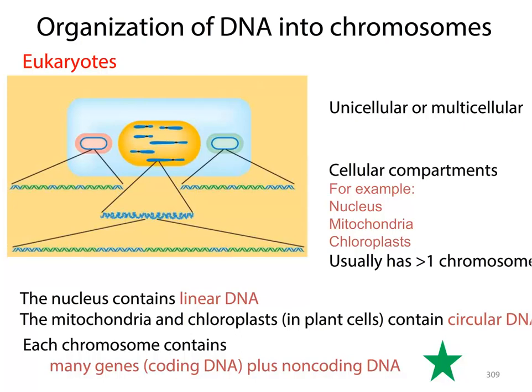The nucleus in eukaryotes contains linear DNA. How does that compare to the prokaryotes? You should know this. The mitochondria and chloroplast, on the other hand, contain circular DNA. In addition, each chromosome contains many genes, the coding part of the DNA, plus non-coding regions. Initially, scientists thought the non-coding regions were junk, but we're finding out they might actually have jobs we didn't always think they had. So once again, make sure you write all this down and make sure it all makes sense. If not, let me know.